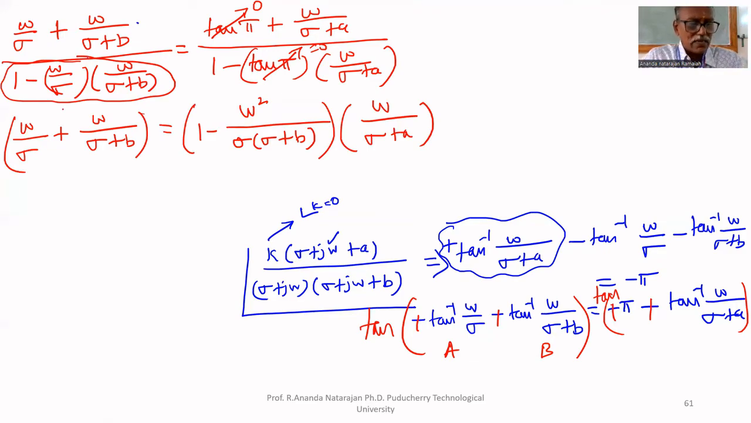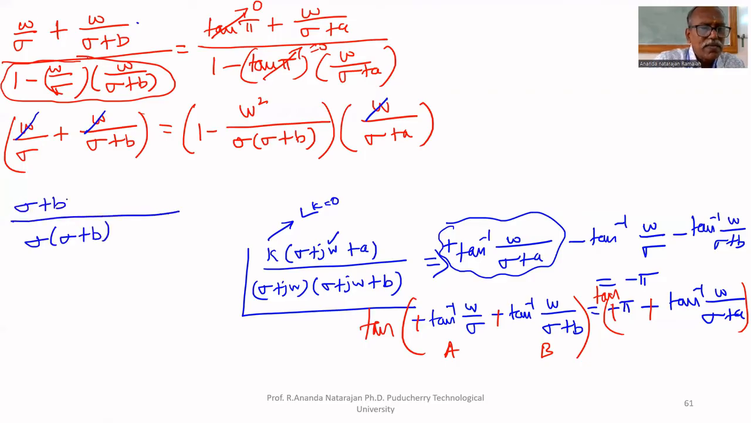I can cancel this omega. If you take omega outside, this omega and this omega will get cancelled. Taking the LCM, sigma plus B, here you will get sigma plus B plus sigma on the left hand side.